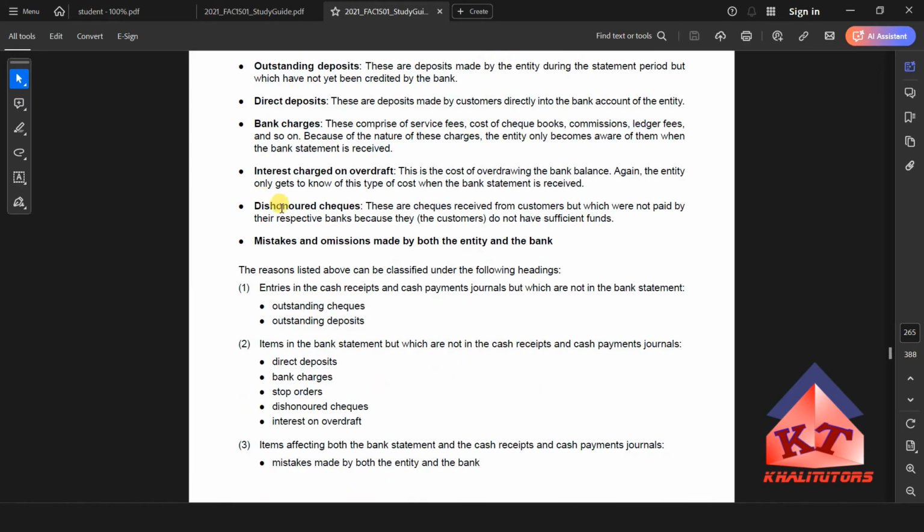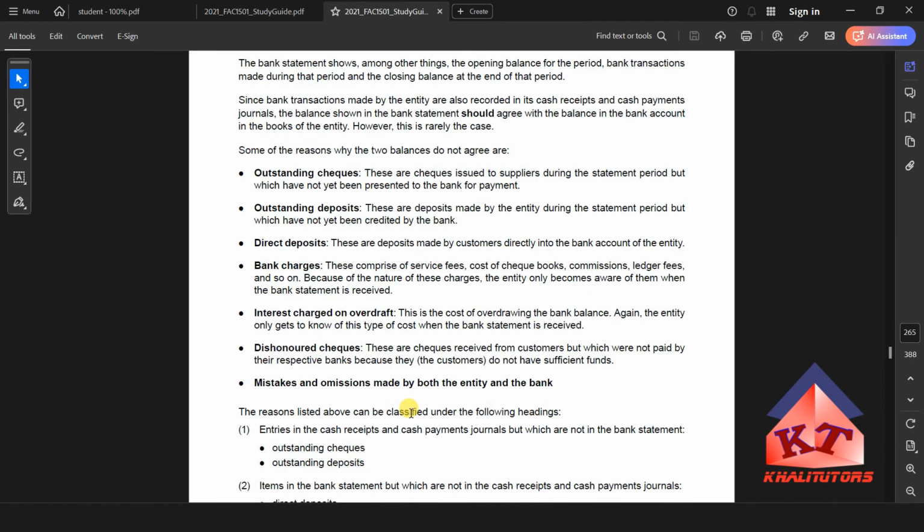From what we have just read, there are two classifications that we can have. We can have entries in the cash receipts and cash payments journals but which are not in the bank statement, and these can be classified as outstanding checks or outstanding deposits. We can also have items in the bank statement but which are not in the cash receipts and cash payments journals. This could be your direct deposits, bank charges, stop orders, dishonored checks, and interest on overdraft.